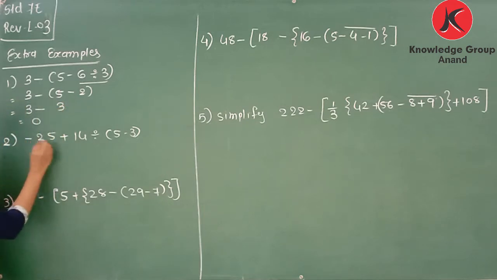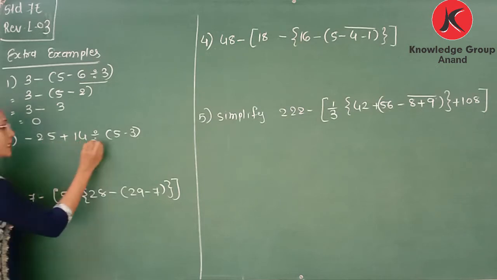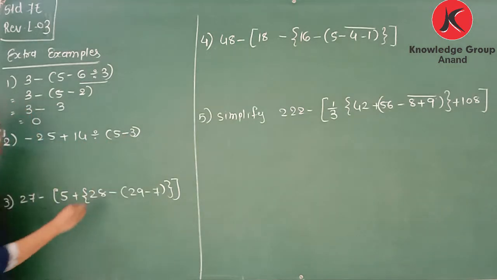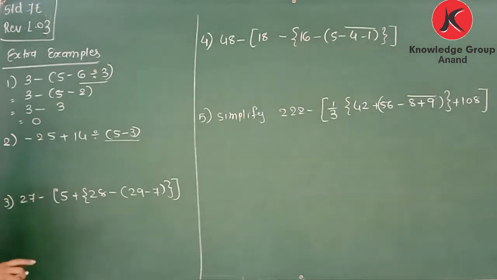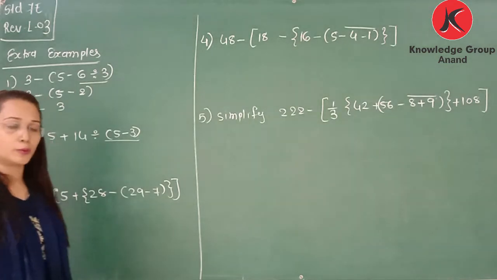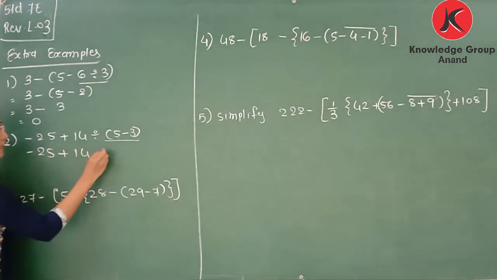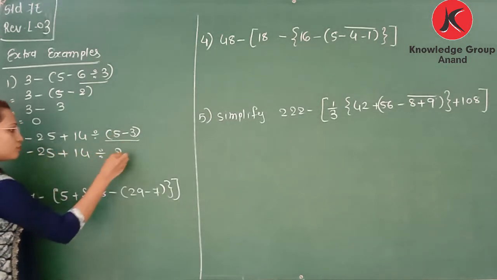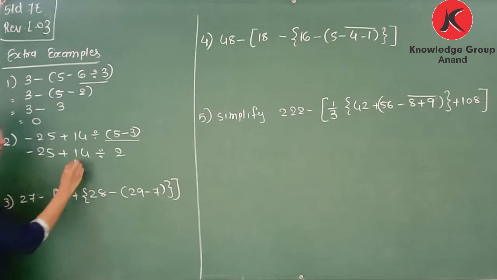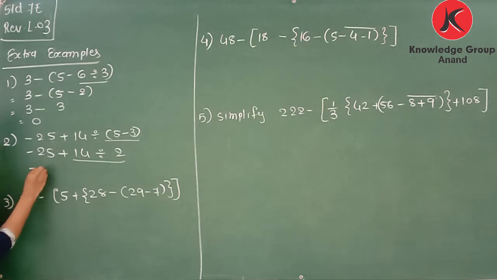Now next one, minus 25 plus 14 divide 5 minus 3. So here a bracket is given, so first solve the bracket. Whenever there is a bracket, first we need to solve the bracket. So minus 25 plus 14. 5 minus 3 is 2. Now division is there. So perform division. 14 divided by 2 is 7.